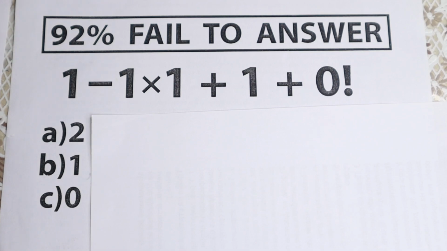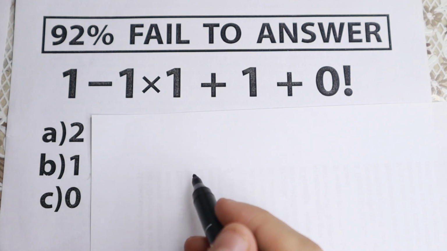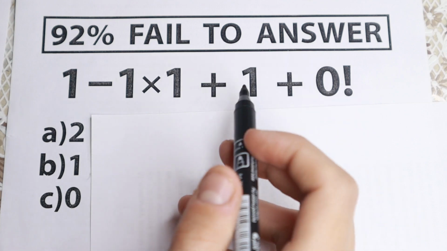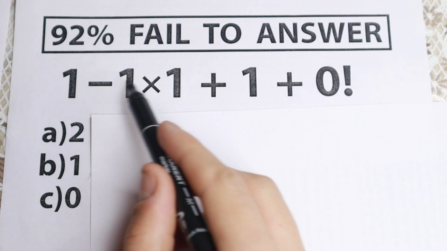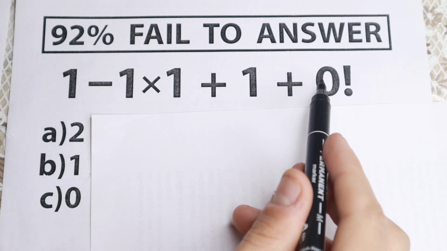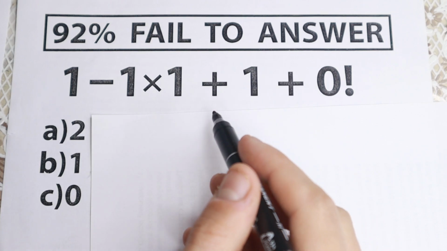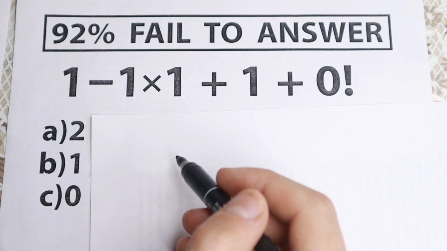Hello everyone! In this video we are going to do a very simple math problem, and you're going to be surprised that many students are actually going to get this wrong. We have only 1, only 0, but right here we have a lot of signs: subtraction, multiplication, addition, and factorial. So it's really great to improve our basic algebra skills, yeah?